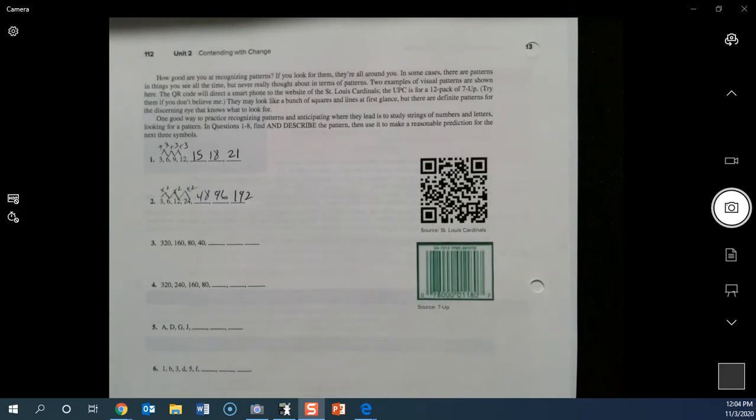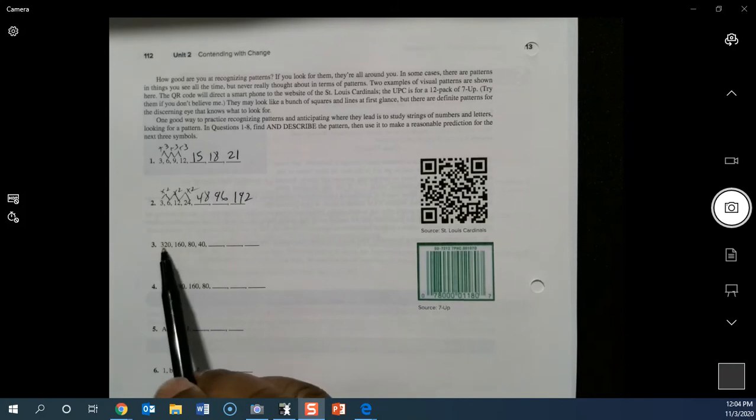Now for number 3, we had 320, 160, 80, 40. You notice it's going down. Now one thing I should have said earlier is that when you're looking at a pattern, the first thing you should look for is whether it's addition or subtraction. If it doesn't fit those two, then you should try multiplication and division.